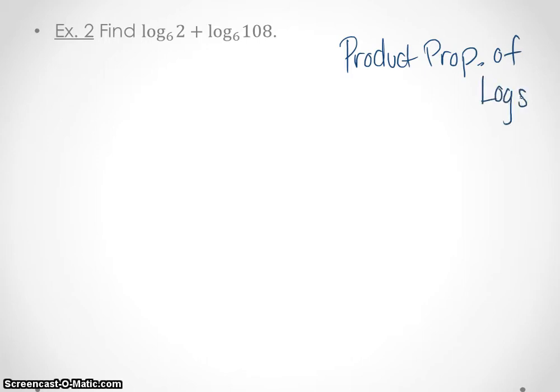Next example, we're going to find log base 6 of 2 plus log base 6 of 108. Now this is going to be our product property of logs that we're going to use here. And remember, if we're adding 2 separate logs together, they have to have the same base. Our bases match here, so that's fine. What we can do is put them together as one log, so log base 6, but instead of doing 2 plus 108, we would say 2 times 108.